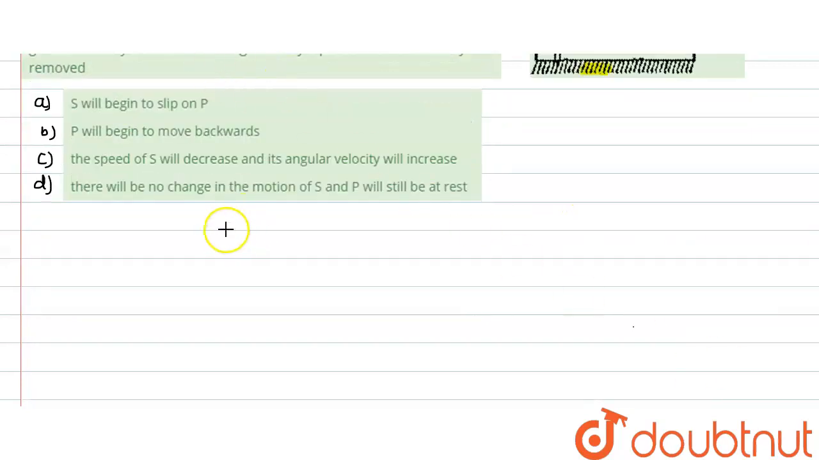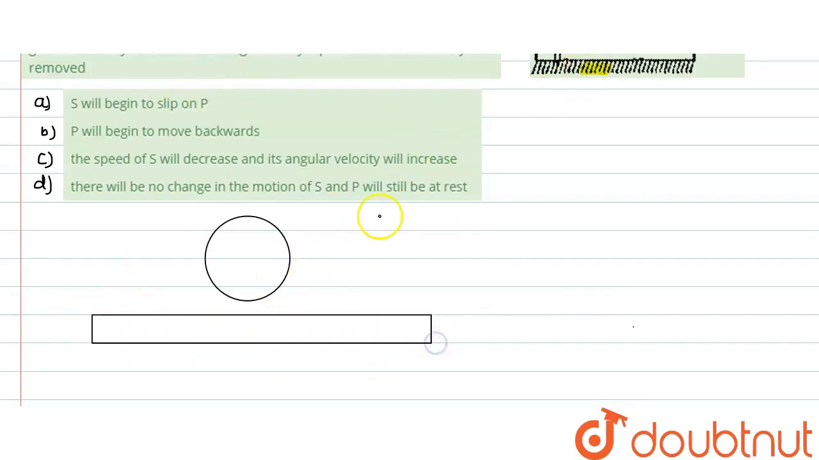Let us draw the FBD. This is our upper block, and this is our plank. What are the various forces which would be acting? There would be a normal reaction in the upward direction on this, and mg downward. Similarly here also there would be a normal reaction, but there is no use for the normal reaction here, and in the downward direction it would be mg.